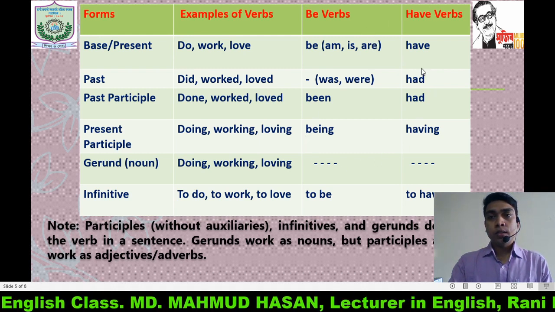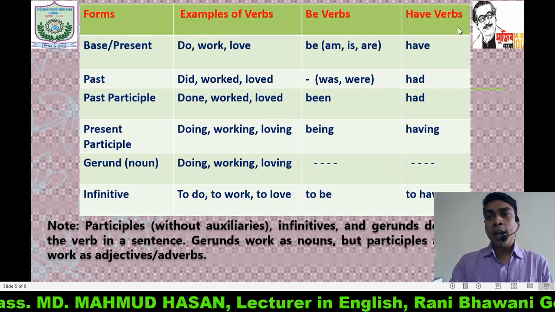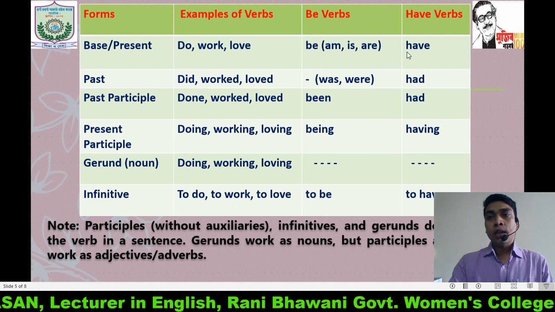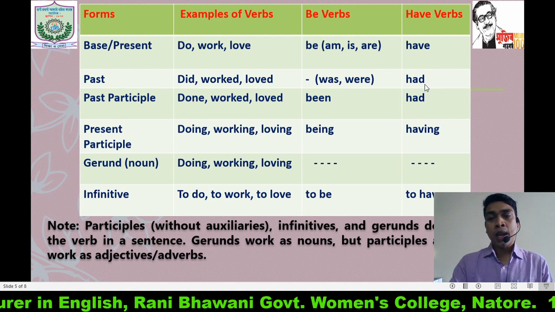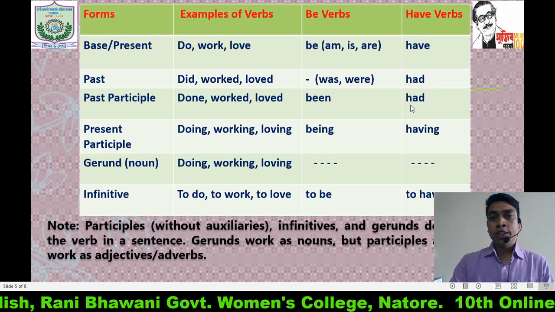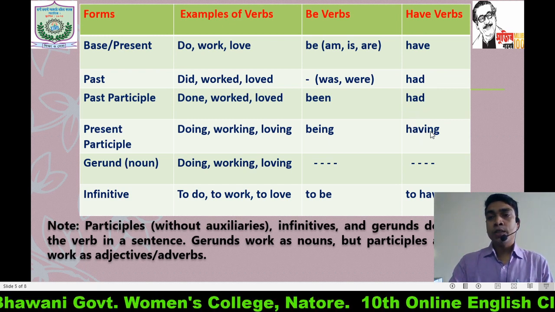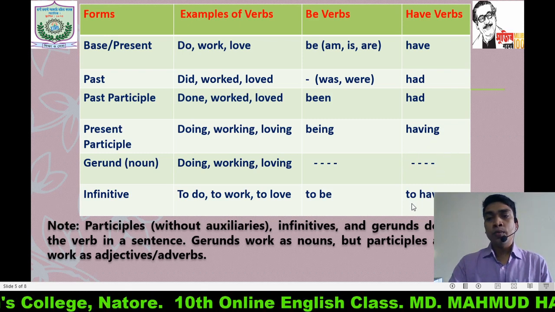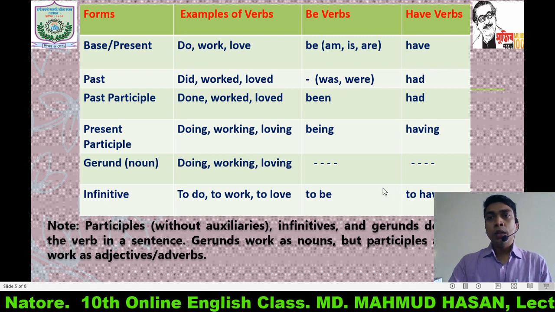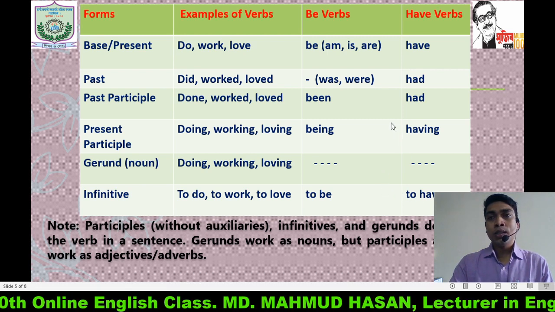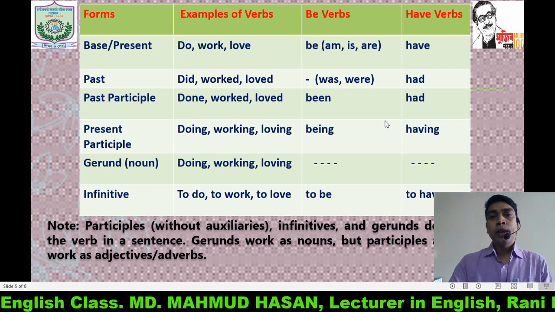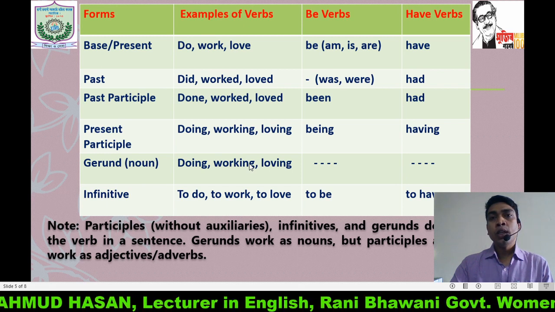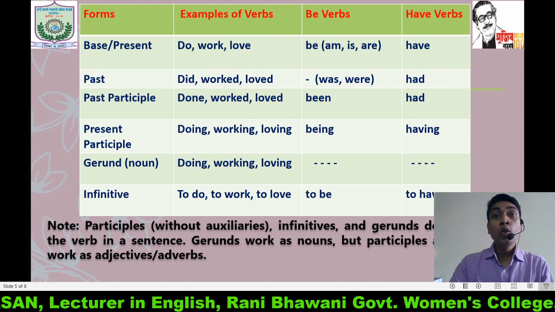The situation of have verbs in this case is like present form have, past form had, past participle form had, present participle form having, there is no gerundial form, and infinitive form is to have. Have, has, had, these three words are used as have verb. So my dear students, these are the forms, the way we see. How does it look like?